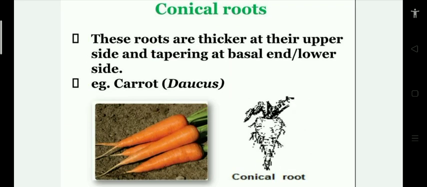Conical roots, as I said just now. Conical roots means when roots store food material, they become cone shaped. Daucus carota, example carrot. They are thicker at the upper end, upper side, and tapering at the basal side, the lower side only. That is conical roots. Daucus carota.